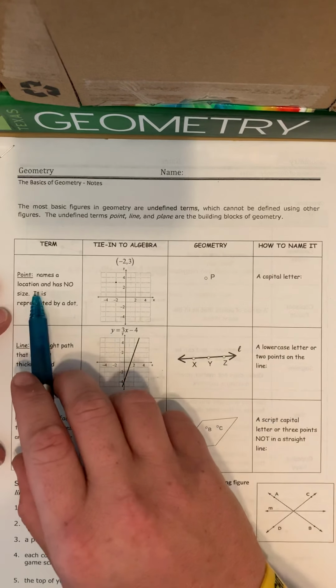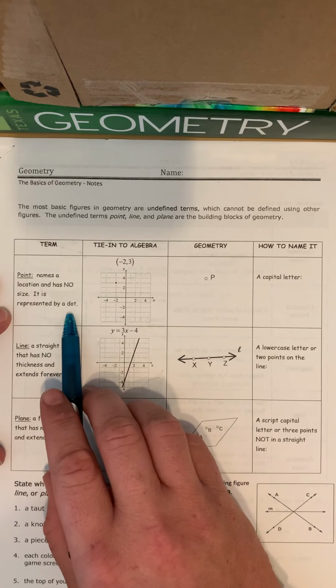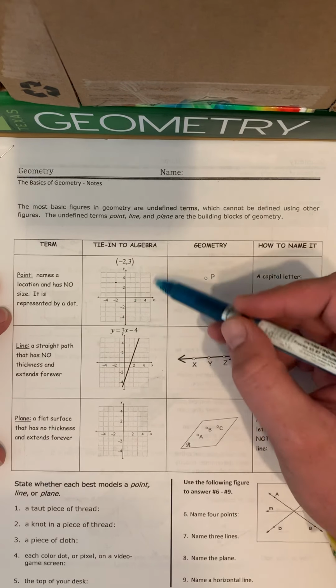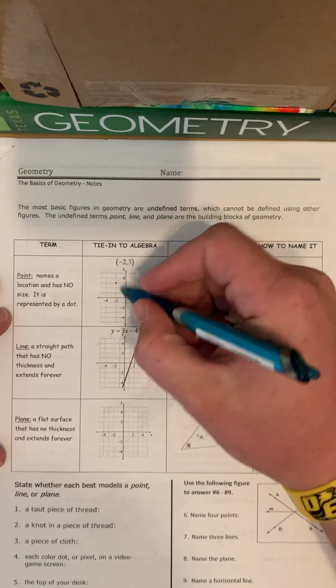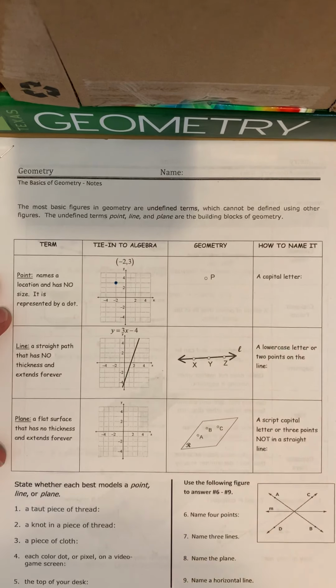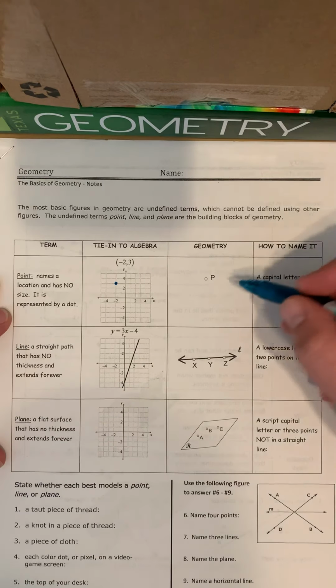So a point is a location. It names a location. It has no size. It is represented by a single dot. So here, how we saw it in algebra, we had the location -2, +3. That would be this point right here, okay? That'd be -2, 3. Now in geometry, it's going to be a little bit more floating in space.